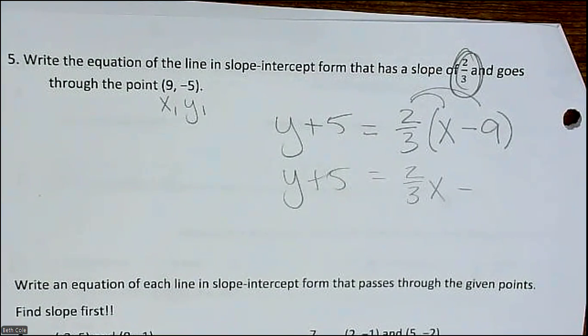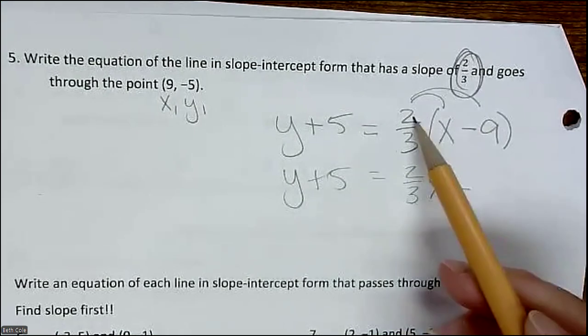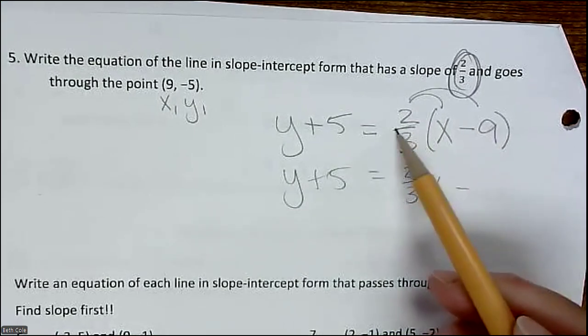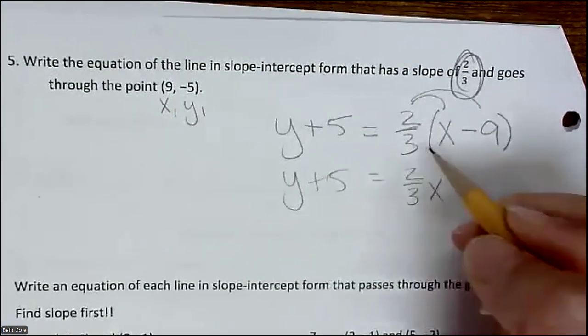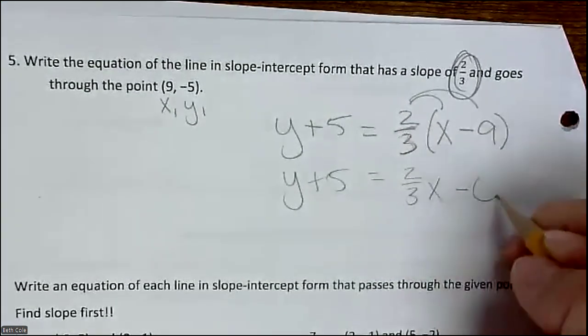Now, you would be allowed a calculator, but can I show you how to do this? Because I believe you guys have good math sense, and I think you could do this. Just do 2 times 9. What is 2 times 9? 18 divided by 3. What is 18 divided by 3? It is 6.